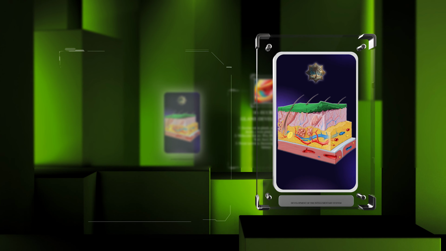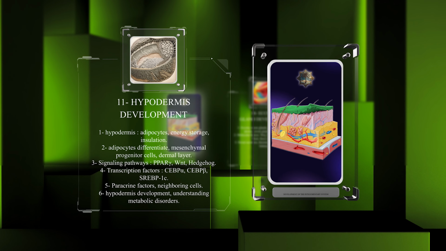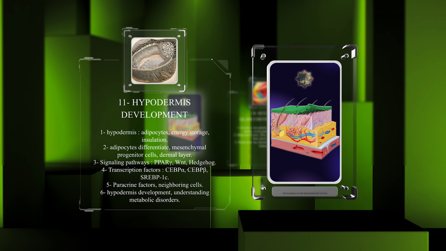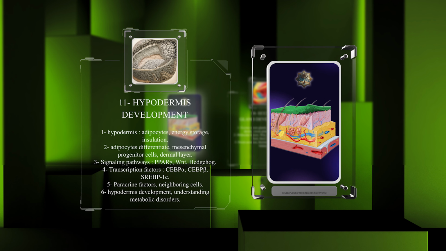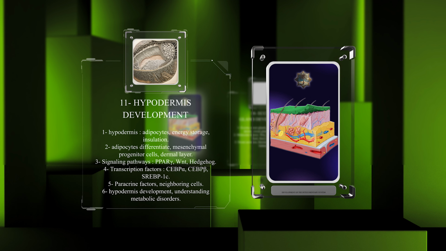The hypodermis, also called subcutaneous tissue, consists mostly of adipocytes involved in energy storage and insulation. During development, adipocytes differentiate from mesenchymal progenitor cells in the dermal layer. Signaling pathways like PPAR-gamma, WNT, and hedgehog, and transcription factors like C/EBP-alpha, C/EBP-beta, and SREBP1C regulate this process. Paracrine factors from neighboring cells play a role too. Understanding hypodermis development is important for understanding metabolic disorders.